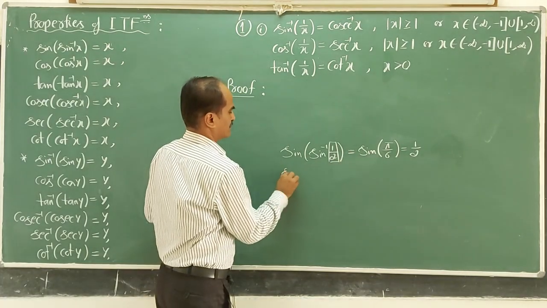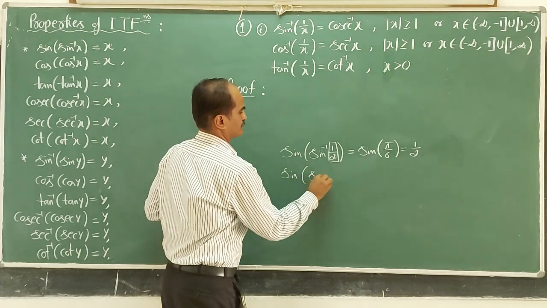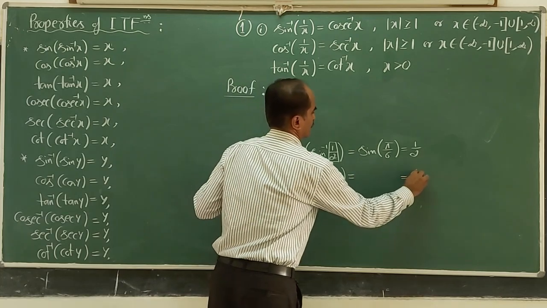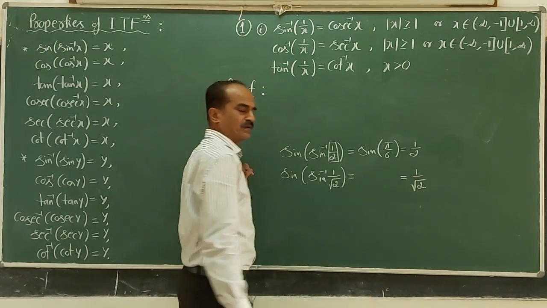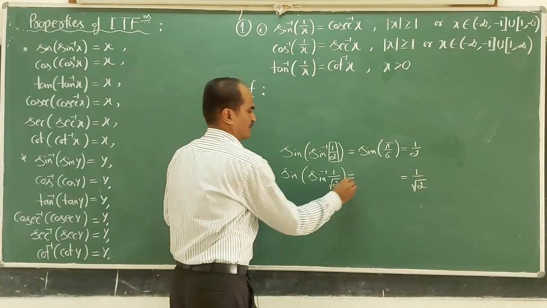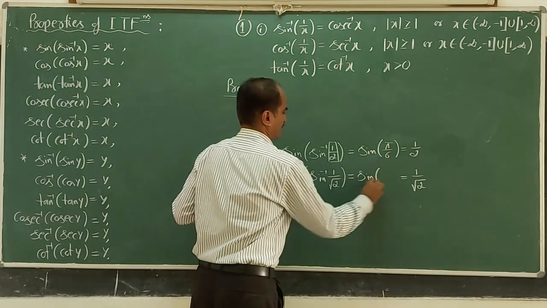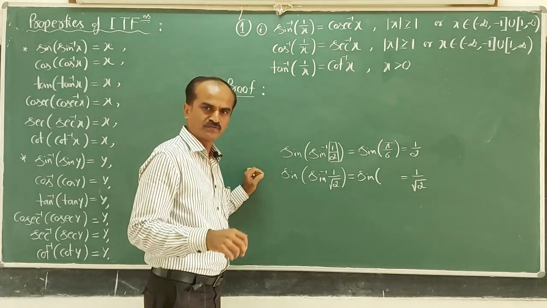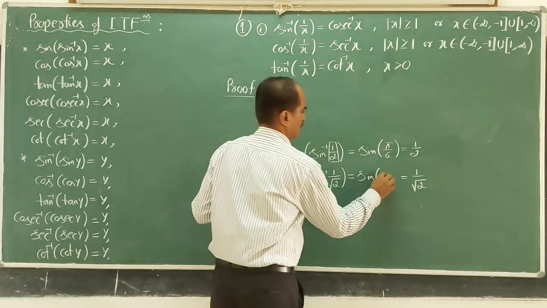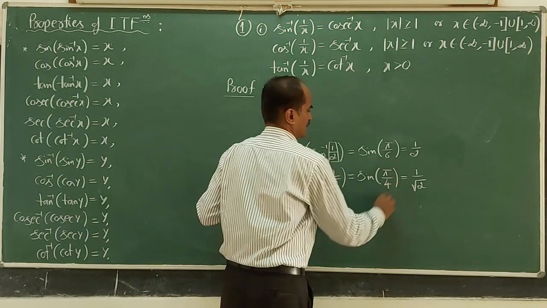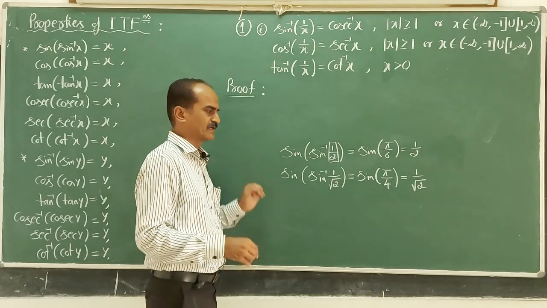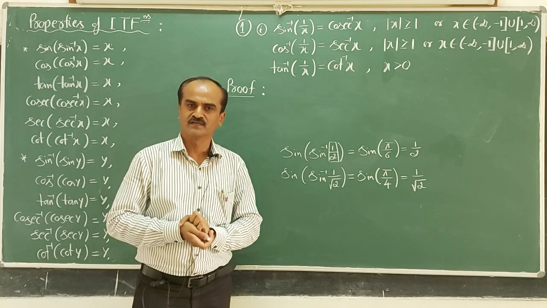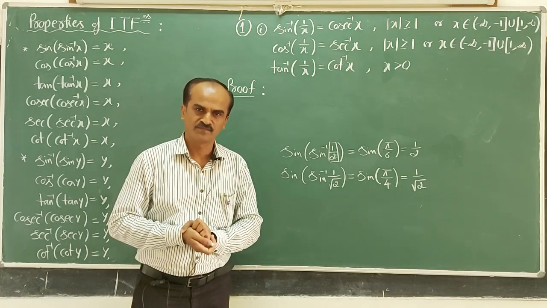Now, let me take sine of sine inverse 1 by root 2. According to the result, it must be equal to 1 by root 2. Now, simplify the inner function. It is sine inverse of 1 by root 2. We know that sine pi by 4 is 1 by root 2. Therefore, sine inverse of 1 by root 2 is equal to pi by 4. Now, sine pi by 4 gives us 1 by root 2. Now, you cannot apply this formula or this property to any value of x.